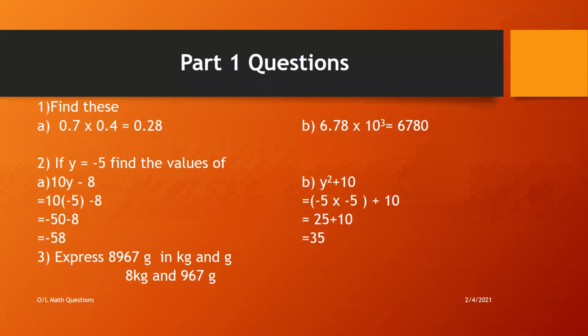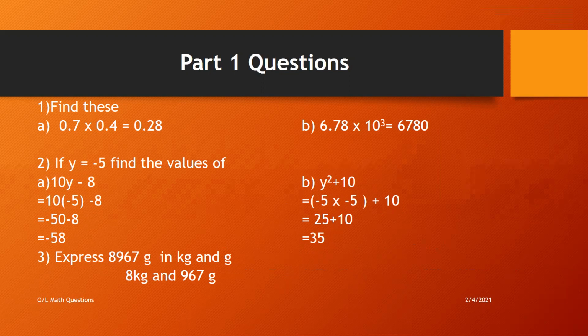0.7 into 0.4. So when you're going to do this, you forget about the decimal and then just you multiply 7 times 4. So 7 times 4 is 28 and there are two decimal places. So when you place those two decimal places, you will get your answer as 0.28.